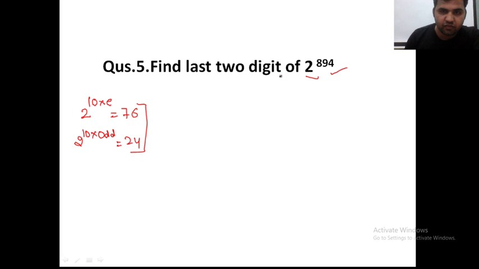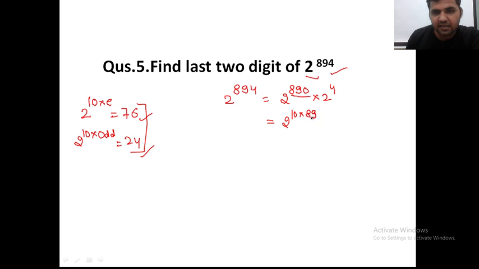Now in this case, what you can do is 2 power 894. Now this can be written as 2 raised to power 890 into 2 raised to power 4. Now use the concept, these two rules that I have just explained to you. How will you use this concept? 2 raised to power 890. You just have to see whether this number is an odd multiple of 10 or an even multiple of 10. I can write this number as 2 raised to power 10 into 89, right? And what is 2 power 4? 2 power 4 is 16.